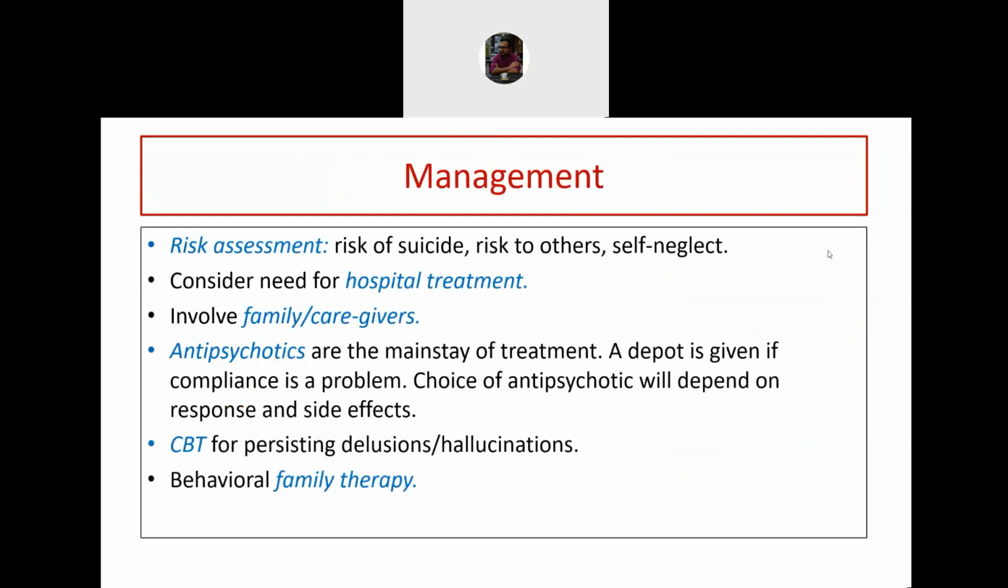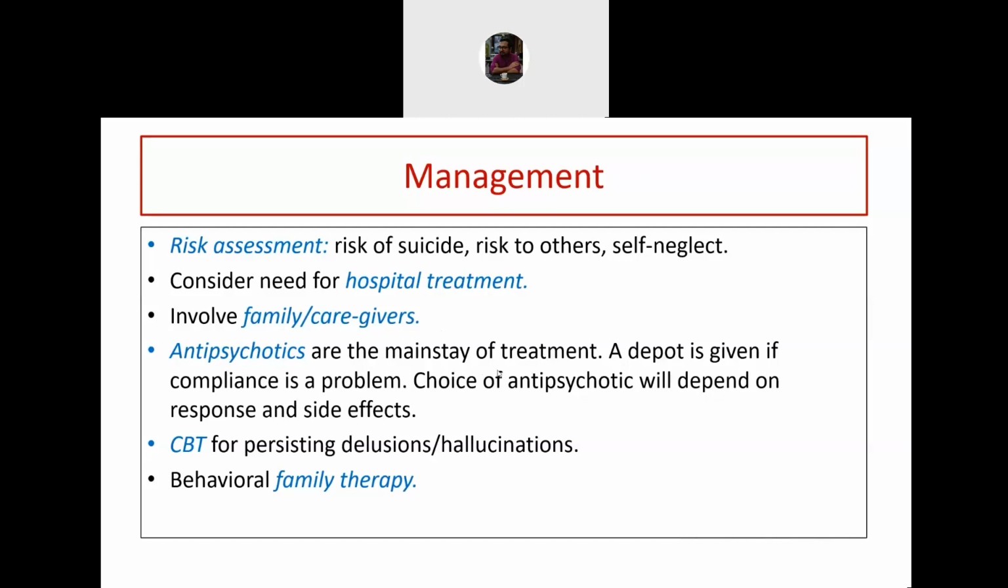So summarizing the management, both pharmacological and non-pharmacological, of schizophrenia. When a patient is diagnosed with schizophrenia, you do a risk assessment. The risk of suicide, risk to others, and the risk of self-neglect. Consider the need of hospital treatment because the patient's judgment is impaired and may not understand that the person is diseased. Involve the family members and caregivers so that they can also understand the disease and be compassionate and caring.